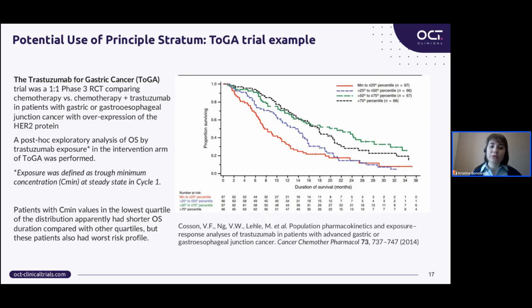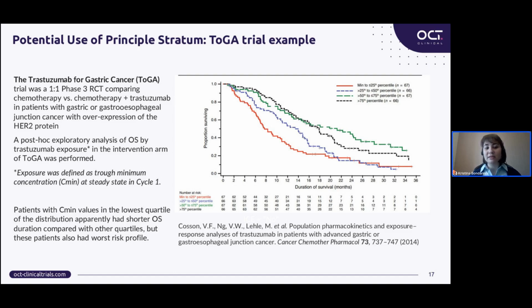We will now review one of the examples in more detail. The TOGA trial was a phase 3 randomized controlled trial comparing chemotherapy versus chemotherapy plus trastuzumab in patients with gastric cancer with overexpression of HER2 protein.